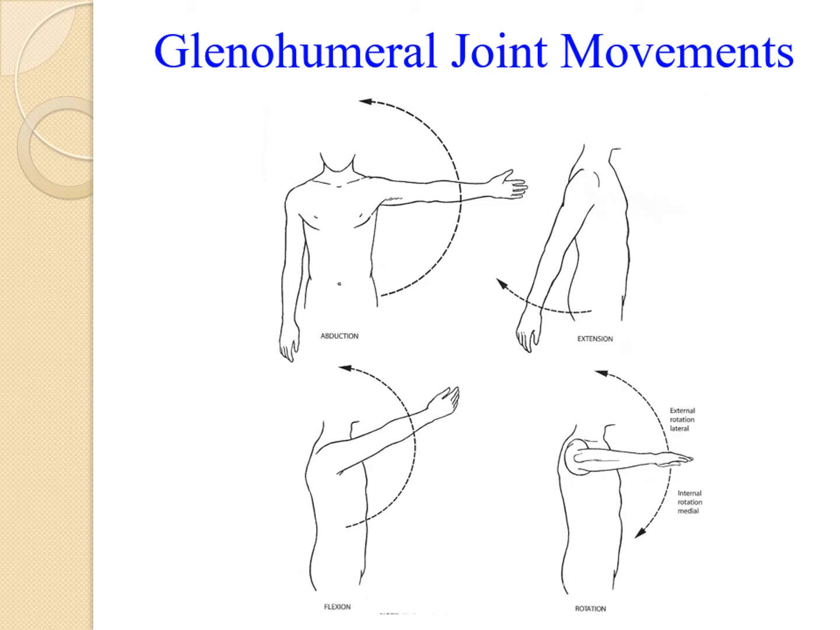Glenohumeral joint movements between the glenoid of the scapula or shoulder blade and the humerus include abduction and adduction, when we bring our arm out sideways away from the body and back toward the body, flexion and extension, when we reach forward and backward while keeping our arm at our side, and lateral or external and medial or internal rotation, when we rotate our arm at the glenohumeral joint.